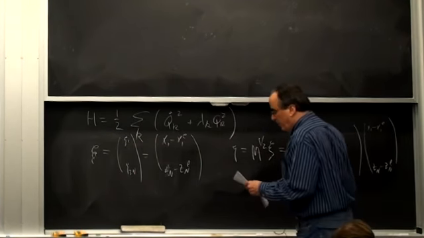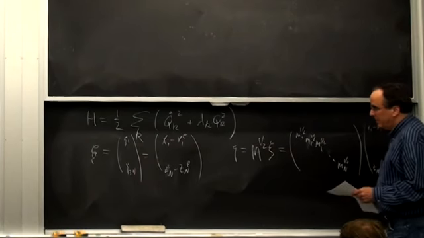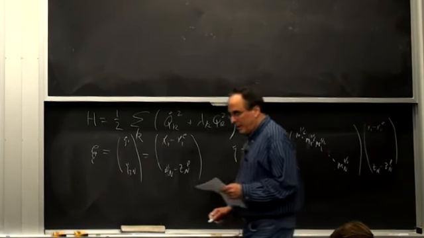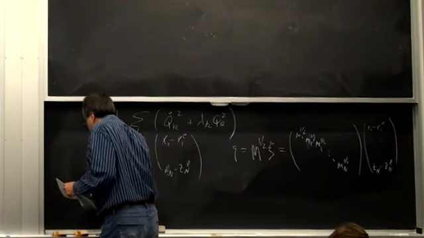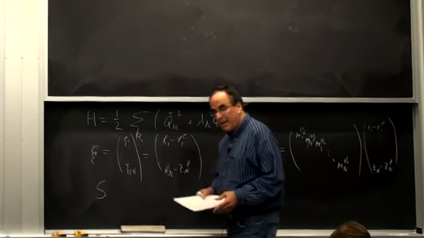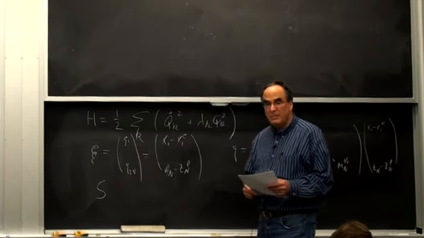So what we're really interested in is internal coordinates. And those are called S. Sometimes people use the notation S for symmetry coordinates.